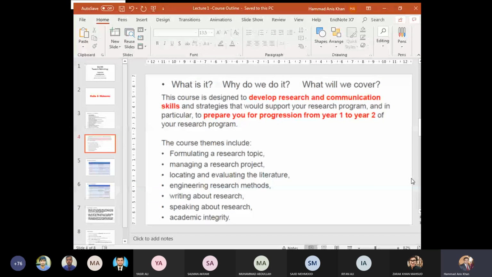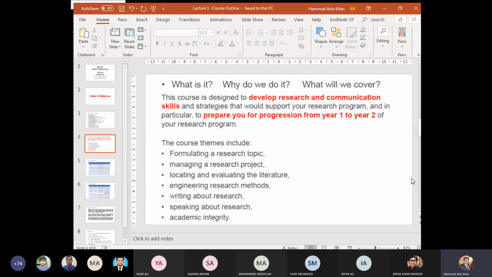Some people hide away from it, they just take 2 courses and leave. But this course will actually prepare you for the research activities which you will perform in your respective disciplines, within your areas of interest and all this.